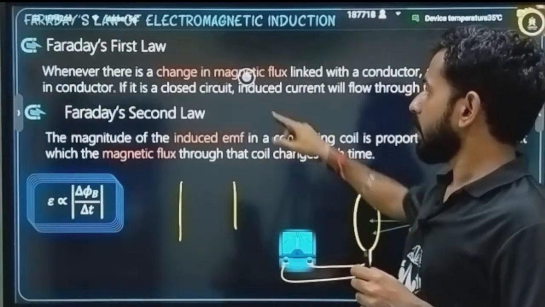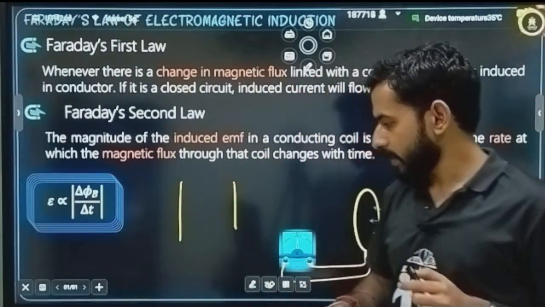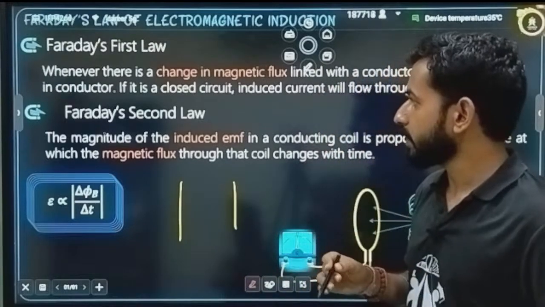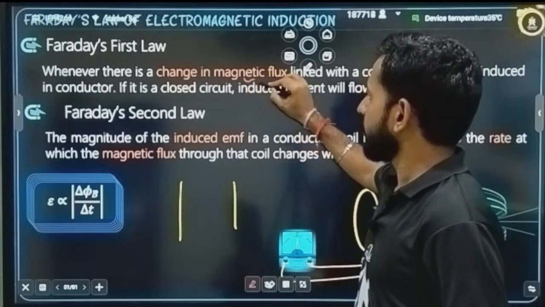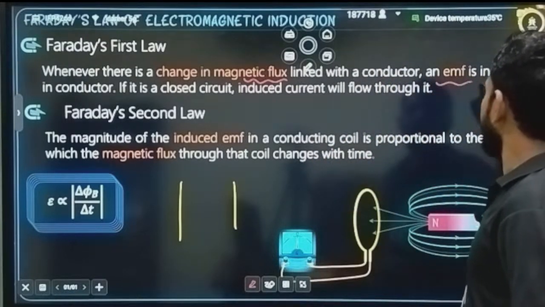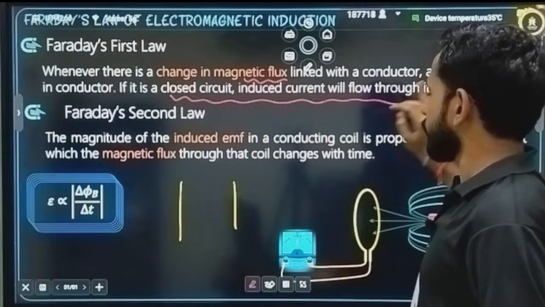Correct. So now let's combine the law, and the two major statements that were given by Faraday. Read what the statements are. Whenever there is a change in magnetic flux, an EMF is induced in a conductor, and if it is a closed circuit, induced current will also flow through it.